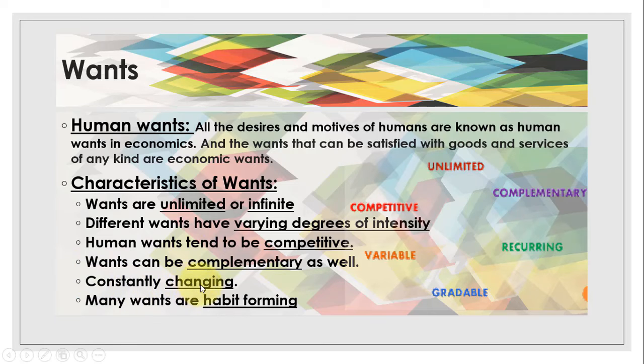Another characteristic is wants are constantly changing. What does it mean? It means that the wants of any person will constantly be changing according to the time, place, and situation of that person. All of you know that nowadays we are facing the problem of coronavirus, and you have seen that the wants of the people have also changed because of the time, place, and situation they are in. So the wants have changed. Another important characteristic of wants is that many of the wants are habit forming.